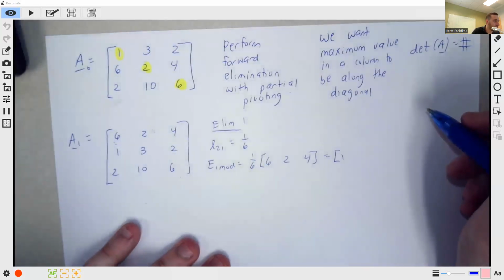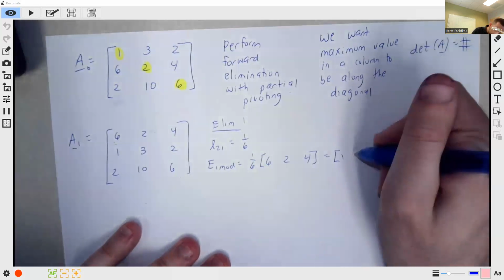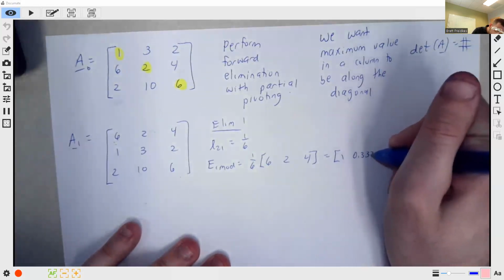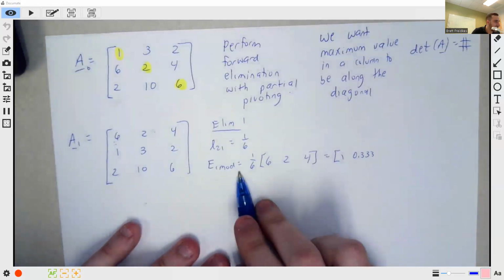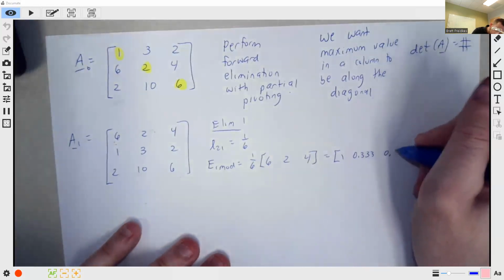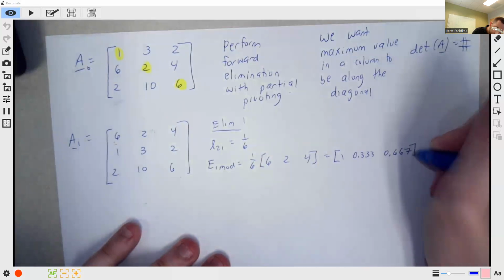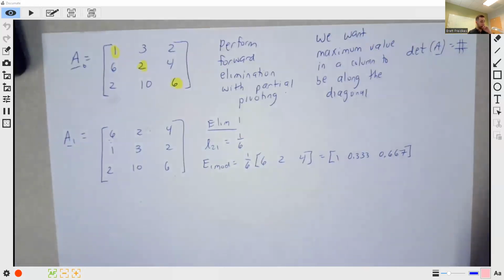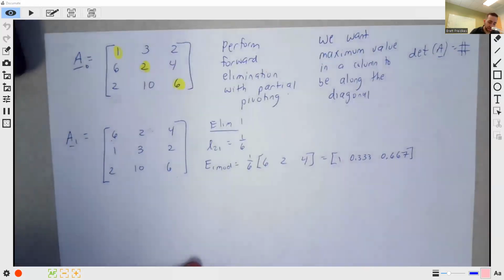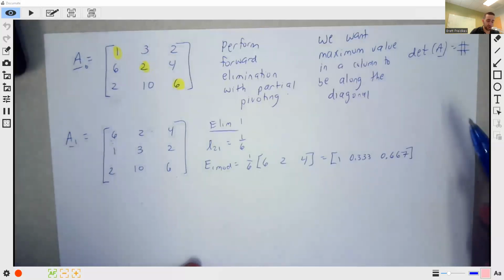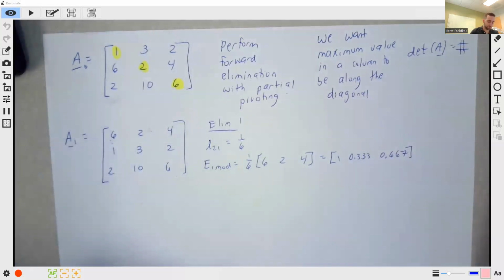And that will become 1. 2/6 when we multiply across is going to be a third. I'll just write that as 0.333. 4 times a sixth is 2/3, which will be 0.667 if we're chopping or rounding. We're rounding in this case, but if we were to consider number of significant digits, that's what we would do.